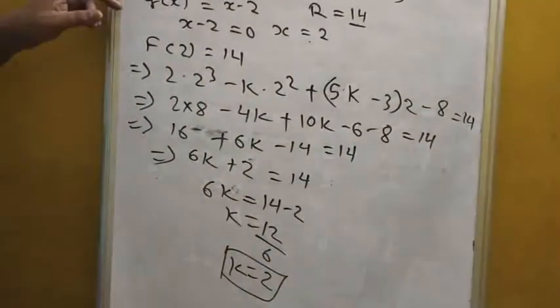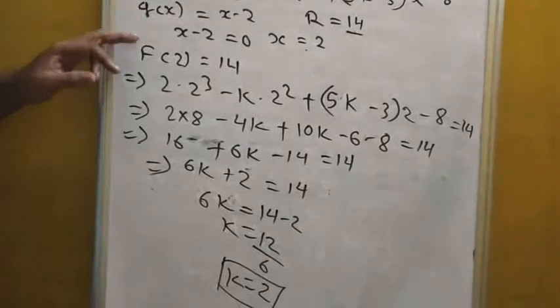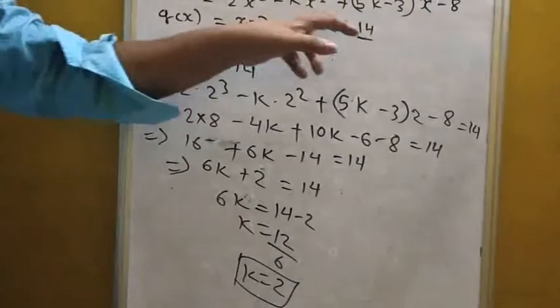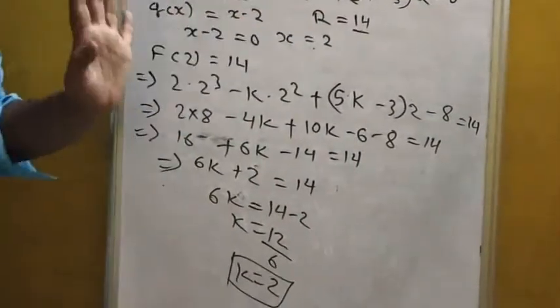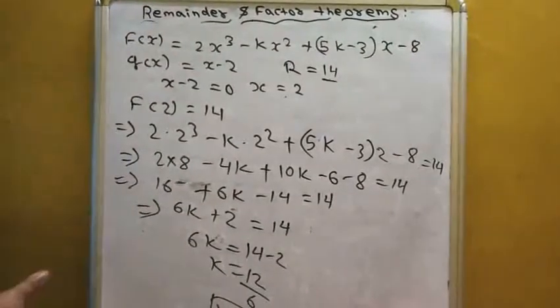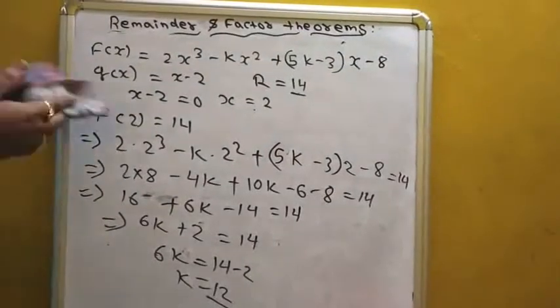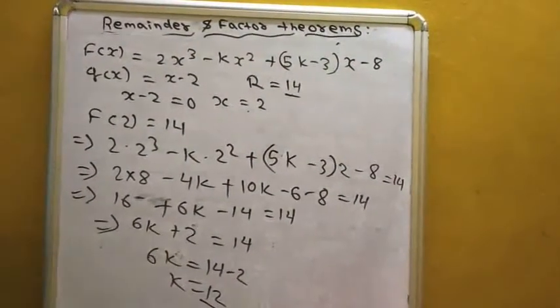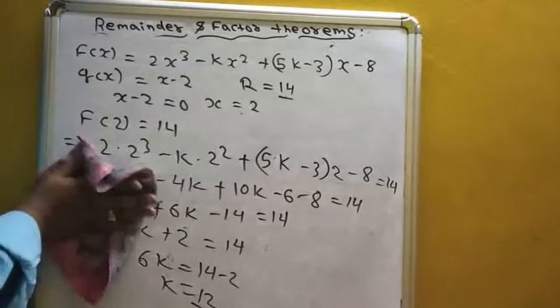So this one is the process. What is given? f of x is given, g of x is given, the remainder is also given, find out the value of k. Otherwise he will tell you about the next, more problems, he will give you k and the remainder also. Next is what about your factor theorem.